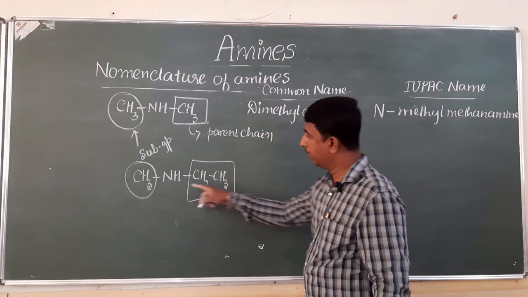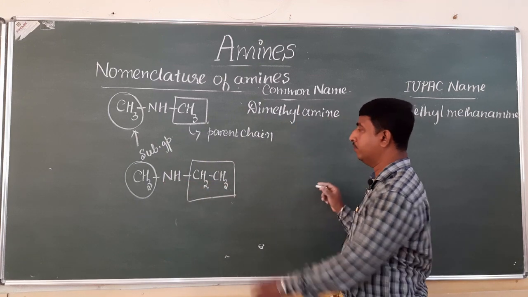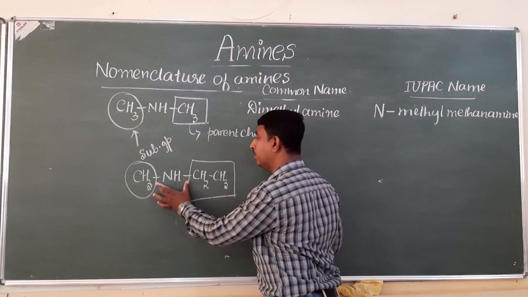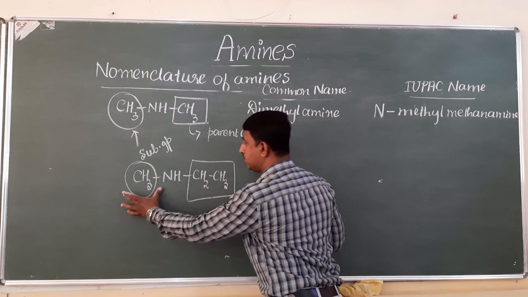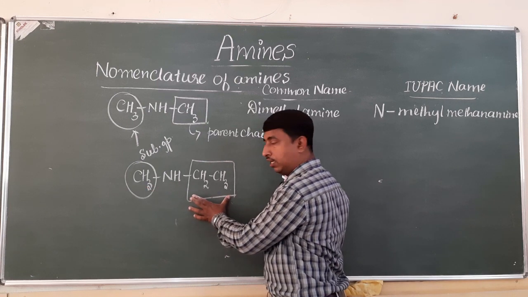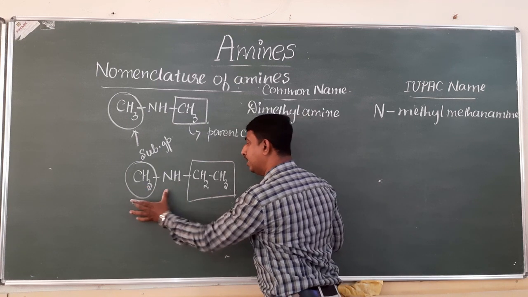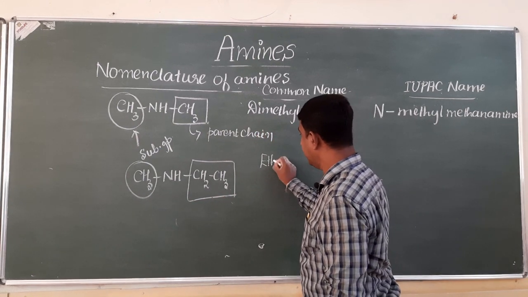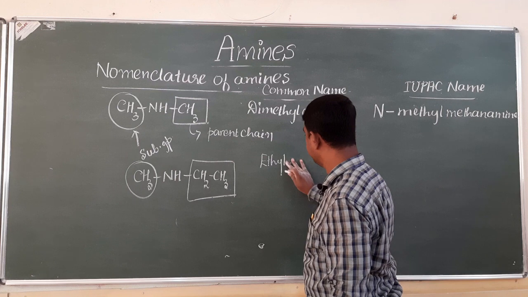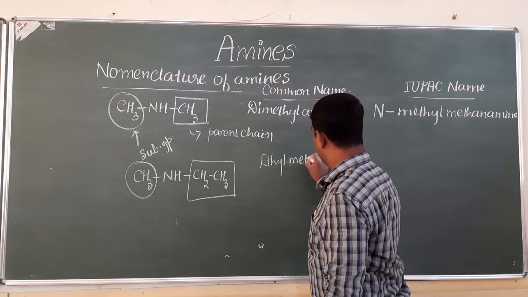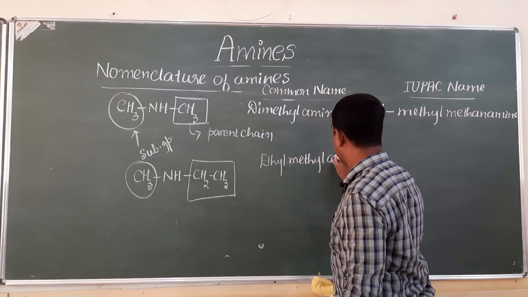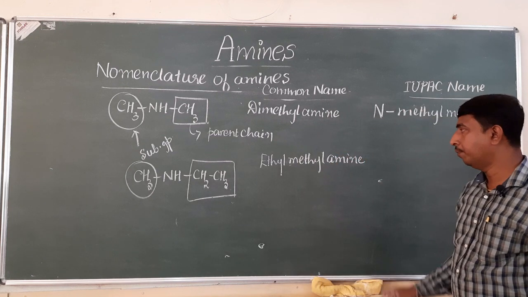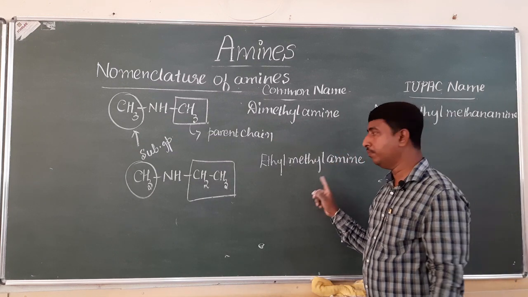First I will write the common name. While writing the common name, I would name the alkyl groups first, then I would write the word amine. This is the methyl group, and this is the ethyl group. In alphabetical order it is ethyl, methylamine. Ethyl methylamine. This is the common name.